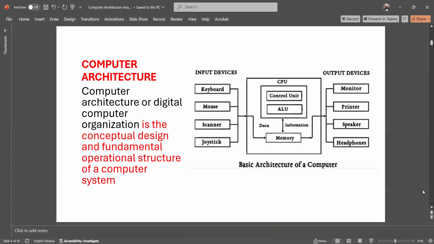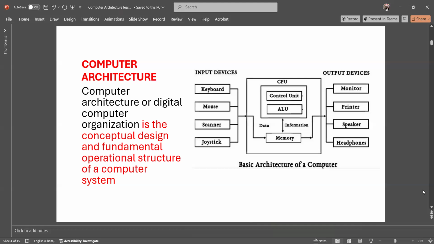In the course, we are going to talk about computer architecture. What is computer architecture? Some people also call it digital computer organization. It is the conceptual design and fundamental organizational structure of a computer. So if I took a computer and I stripped it to its bare bones, what do I physically have? I'll have the input devices, I'll have the CPU, I'll have the output devices. This diagram here showcases the basic structure of a computer.